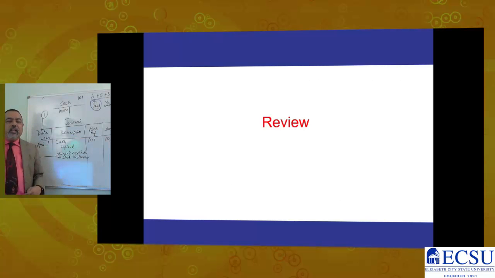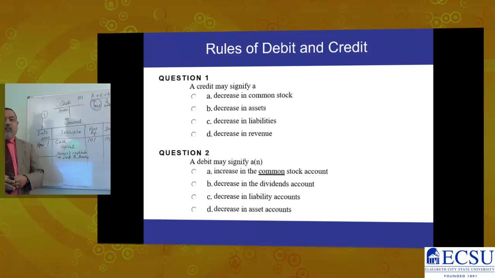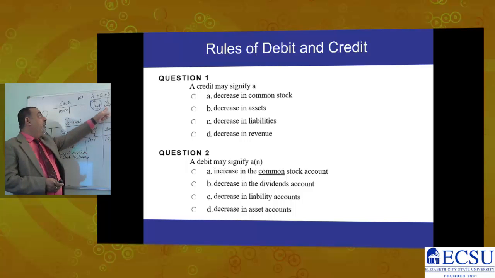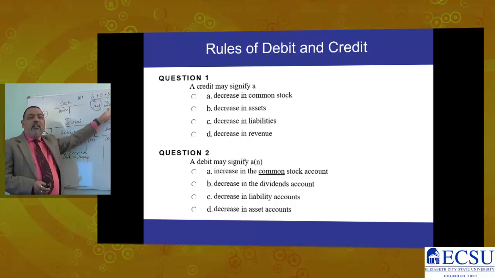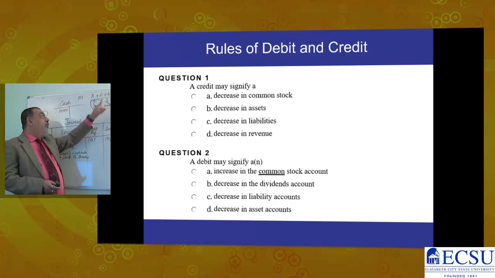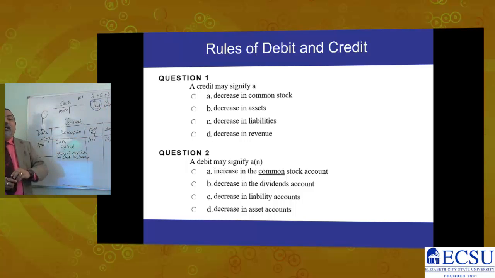Okay, now we've come to an end to this presentation. Let's just review. Question number 1 is a credit may signify a decrease in common stock, a decrease in assets, a decrease in liabilities, and a decrease in revenue. So now remember, credit is whenever there is a decrease in asset, expense or dividend, that's a credit. So therefore, if you decrease in asset, it should be a credit.